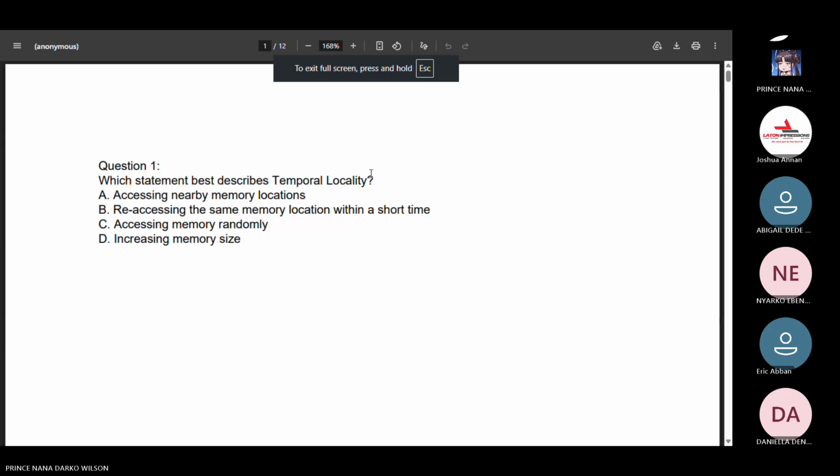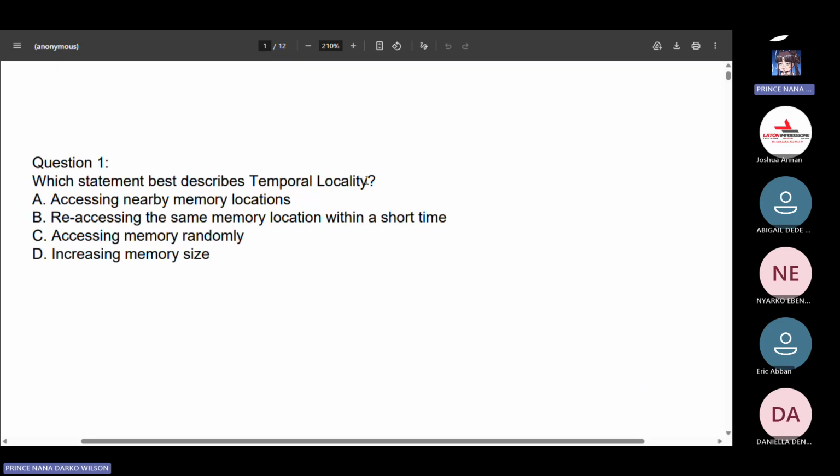Okay. Right. So question 1, if you know the answer, just raise your hand and then go. It says, which statement best describes temporal locality? A, accessing nearby memory locations, B, reaccessing the same memory location within a short time, C, accessing memory randomly, or D, increasing memory size.